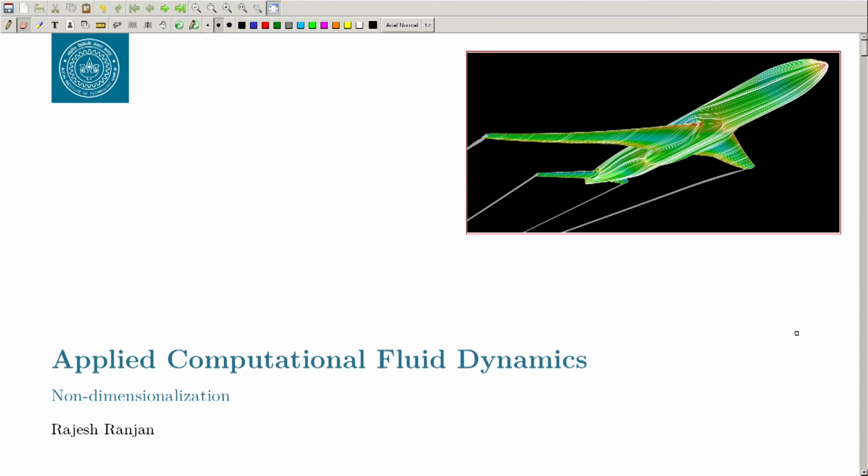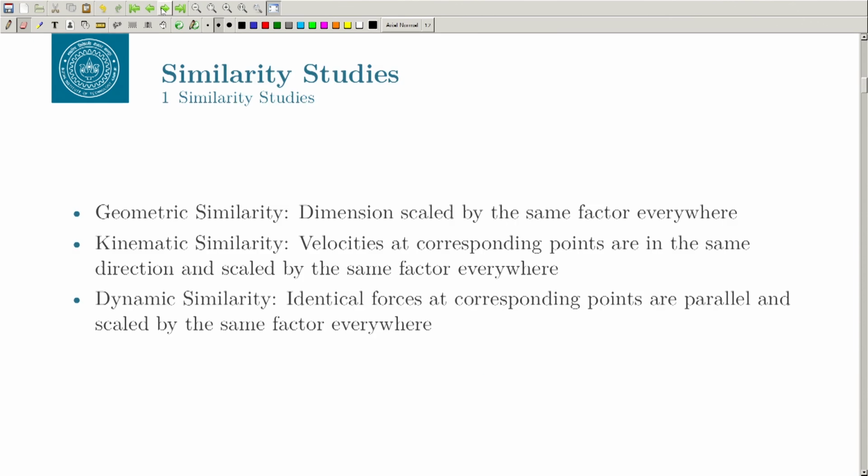Before we go into the non-dimensionalization, I want you to first talk about similarity, or similitude. So what is similitude? Basically, it is about making a relation between the prototype and a model, under certain constraints.